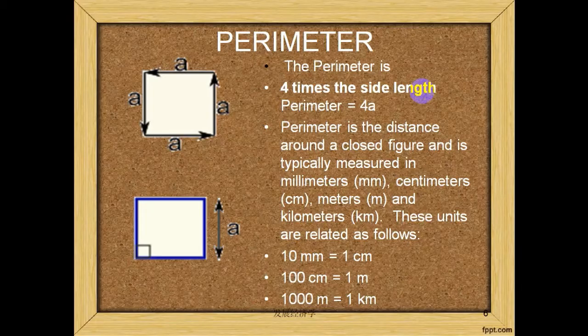Similarly, in the previous slide, if the length of one side is equal to 4, then the perimeter will be equal to 4 multiplied by 4. A simple example: suppose the length of one side is equal to 3, then the perimeter is equal to 4 multiplied by 3. 4 multiplied by 3 means 12. 3 plus 3 is 6, plus 3 is 9, plus 3 is 12.